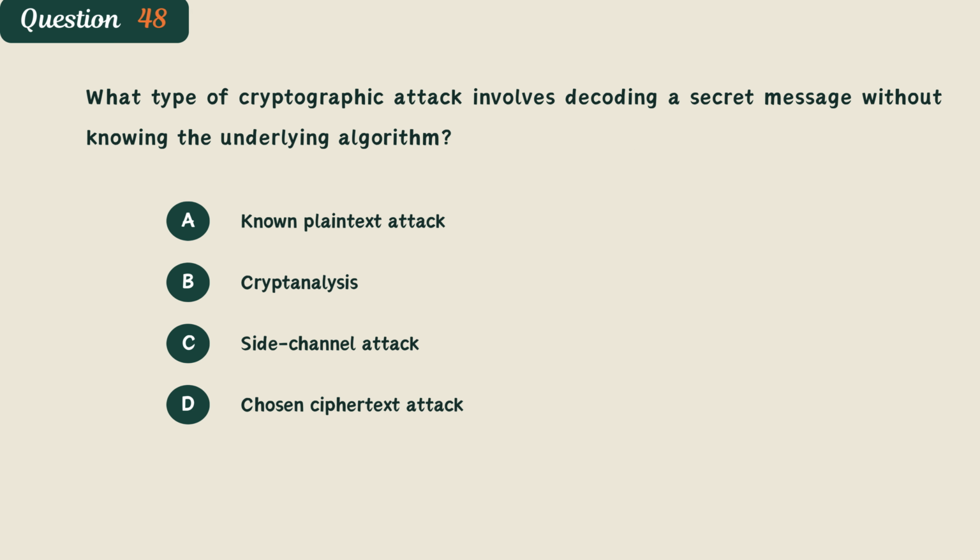Question 48. What type of cryptographic attack involves decoding a secret message without knowing the underlying algorithm? A. Known plaintext attack. B. Cryptanalysis. C. Side channel attack. D. Chosen ciphertext attack.